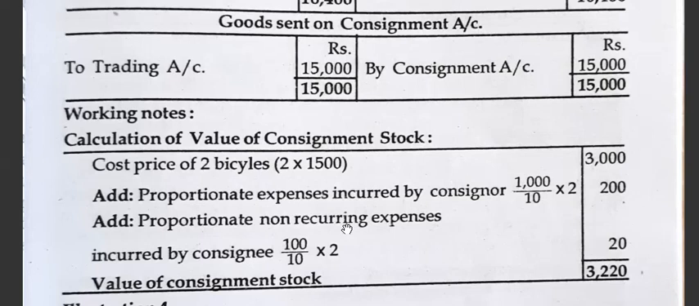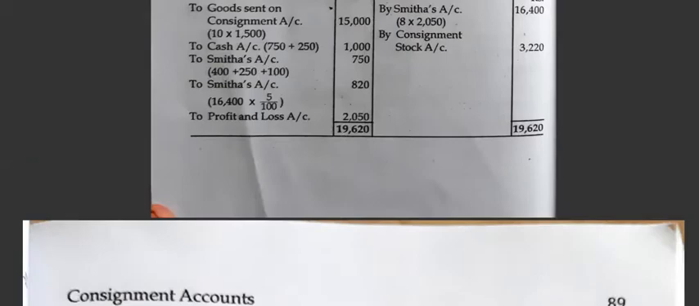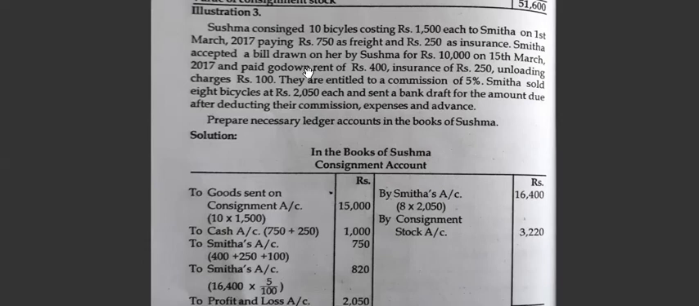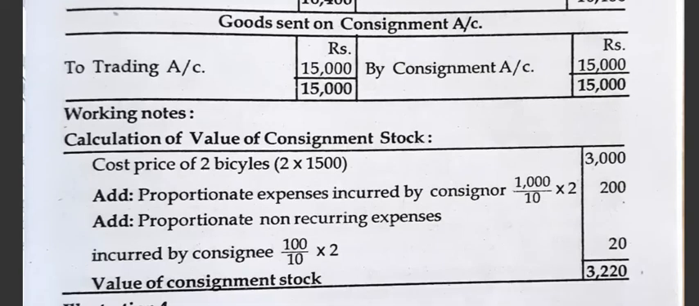Like that, non-recurring expenses incurred by the consignee. For the consignee, you have to take non-recurring only. So now check which are the non-recurring here. Godown rent is paid after reaching the godown. Insurance is paid after reaching the godown. Unloading charges are paid before reaching the godown. Okay. So that 100 rupees we can consider as unloading charges, a non-recurring expense. So non-recurring expenses can be the unloading charges, which is given here.